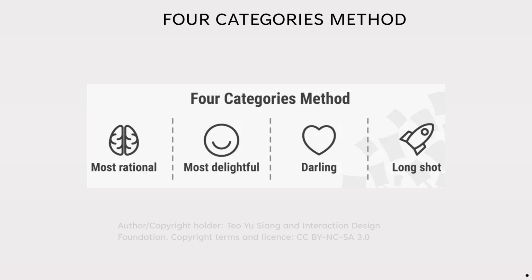Four categories method. The four categories method involves dividing ideas according to their relative abstractness, ranging from the most rational choice to the long-shot choice. The four categories are the rational choice, the most likely to delight, the darling, and the long shot. Members then decide upon one or two ideas from each of these categories. This method ensures that the team covers all grounds, from the most practical to those ideas with the most potential to deliver innovative solutions.